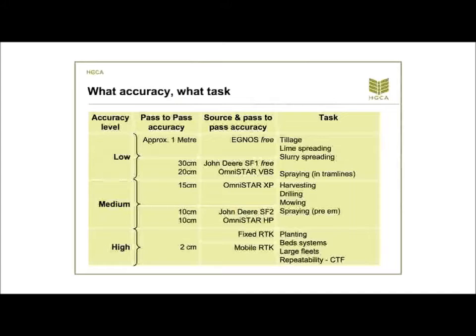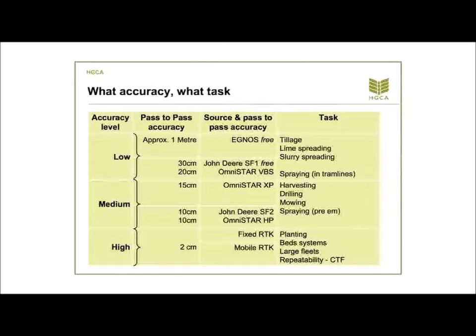So they're the EGNOS signal, which is a kind of meter accuracy, the John Deere SF1, which is about 1 foot or 30 centimetres, the OmniStar VBS one as an example. And we're going to use those for things that perhaps traditionally, maybe in the future this might change, we haven't needed lots and lots of accuracy. We just needed some basic, straightforward guidance. So maybe some of the extensive tillage applications, or lime spreading, slurry spreading, maybe spraying once your tram lines have been established using a more accurate system are good examples of when we might use a lower accuracy system.